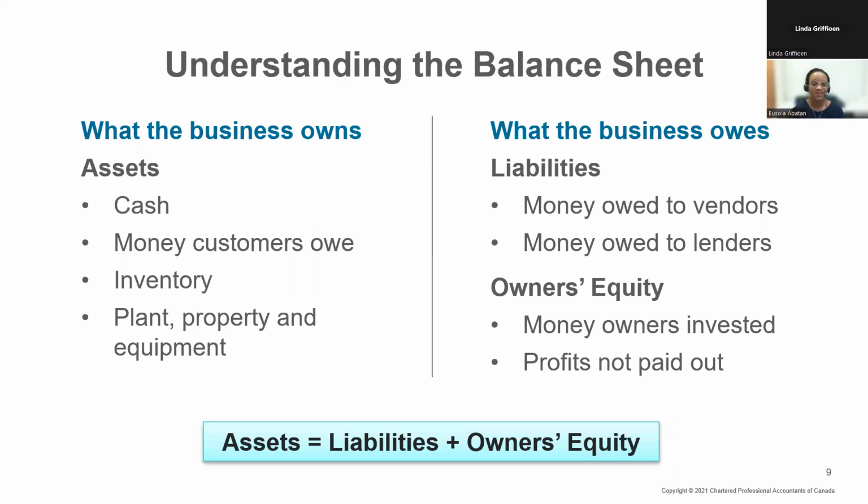All right, so now I'm showing you what the balance sheet is. The balance sheet shows your assets and your liabilities side by side. Your assets are the things that you own, like your cash, the money that's owed to you by your customers, which is accounts receivable, the inventory, and your fixed assets, like your plants, your property, and your equipment.